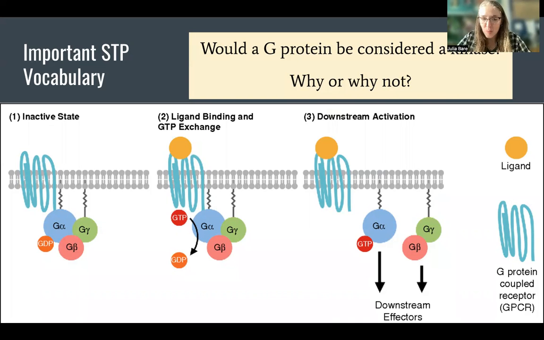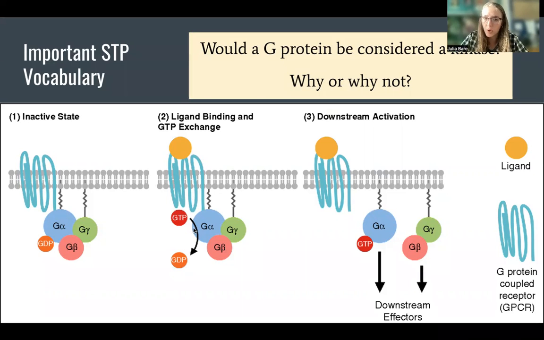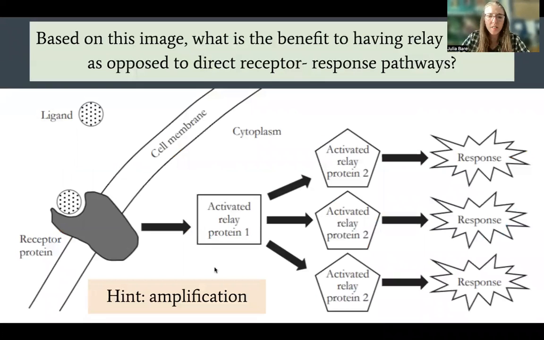So hopefully you've paused the video at this point. When you're looking at this example, would G proteins be considered a kinase? And the answer is no. Even though the G proteins are involved with GTP replacing GDP, they are not going to be considered a kinase because the G protein itself is not the thing doing the phosphorylating, right? If we go back to a kinase, the kinase is going to be the molecule that is phosphorylating something else. But in this case, the G protein is not phosphorylating anything, okay? So let's look at another example.